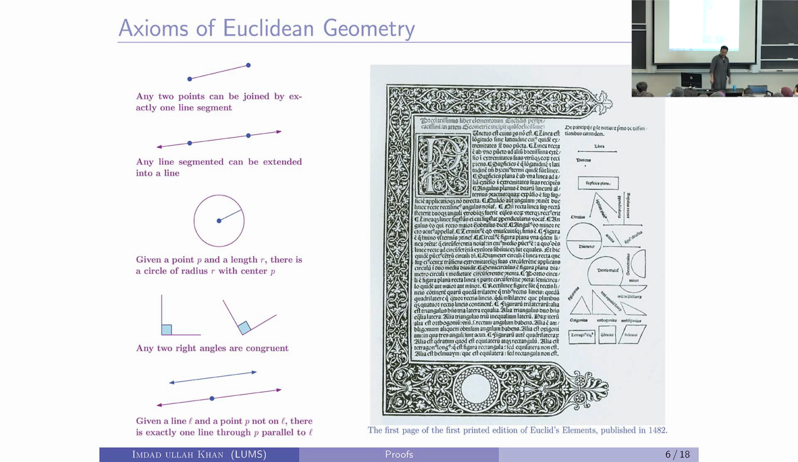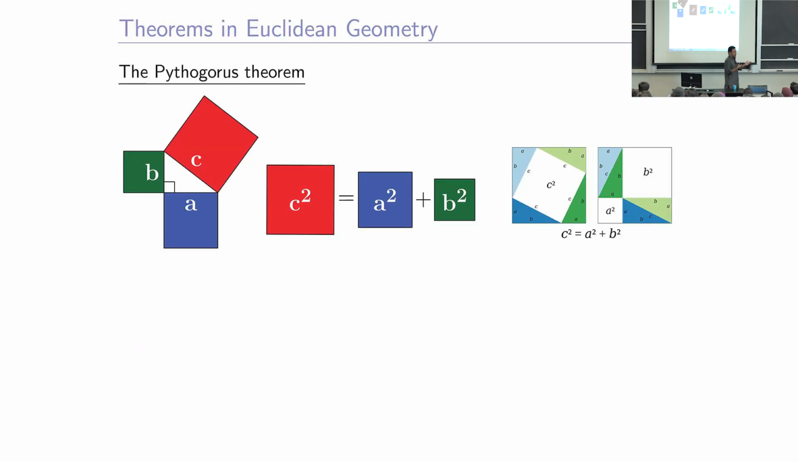Any 2 right angles are congruent, and given any line and point, I can draw exactly one other line parallel to that given line that is parallel and goes through point P. And these kind of statements are self-evident. The Pythagoras theorem, we have seen it multiple times, right?